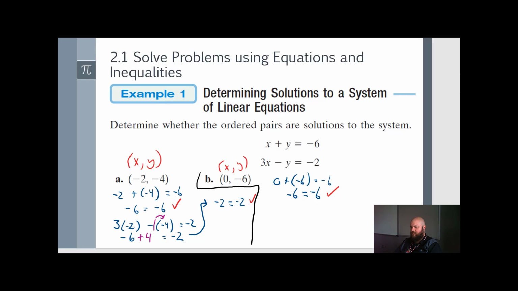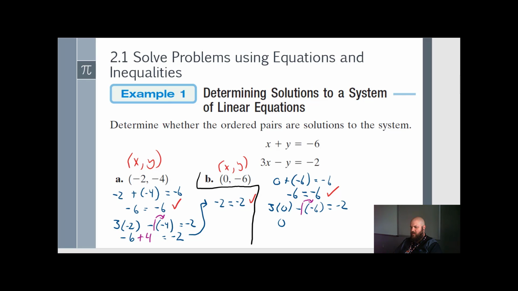3x minus y equals negative 2. Well, if I take 3 times 0, our x value, minus a negative 6 equals negative 2. Let's see if that works out. Well, 3 times 0 is 0. And then as we said previously, when we have a subtraction, a minus sign in front of that negative value, there is like a negative 1 right there. Okay, imagine that. I'm going to multiply it times the negative 6.